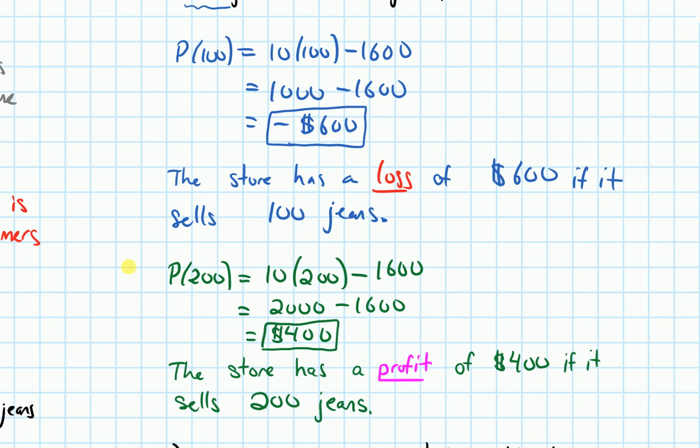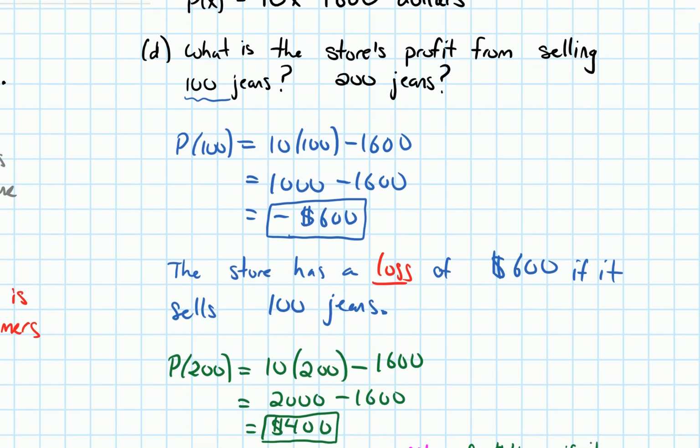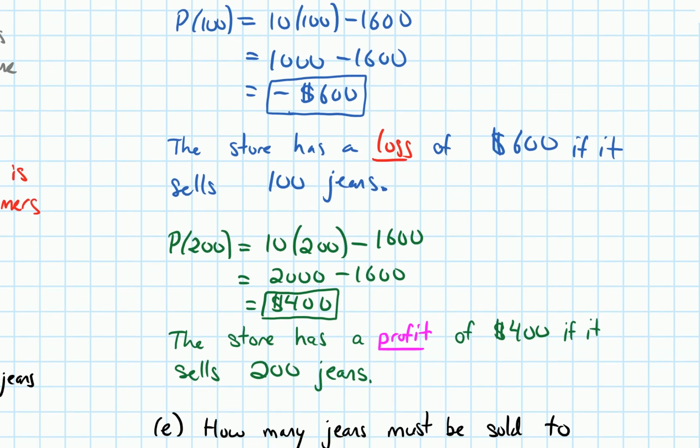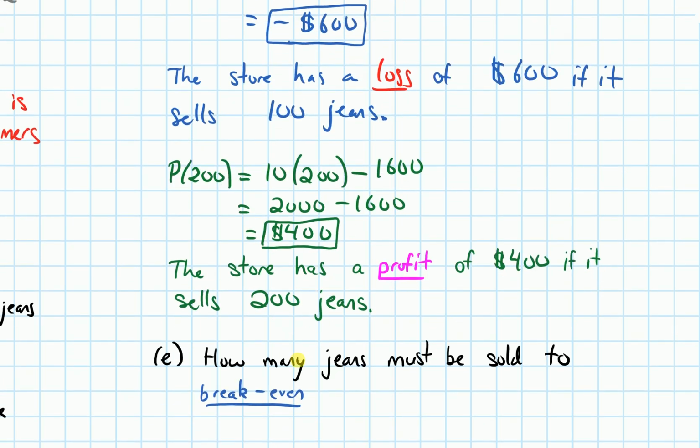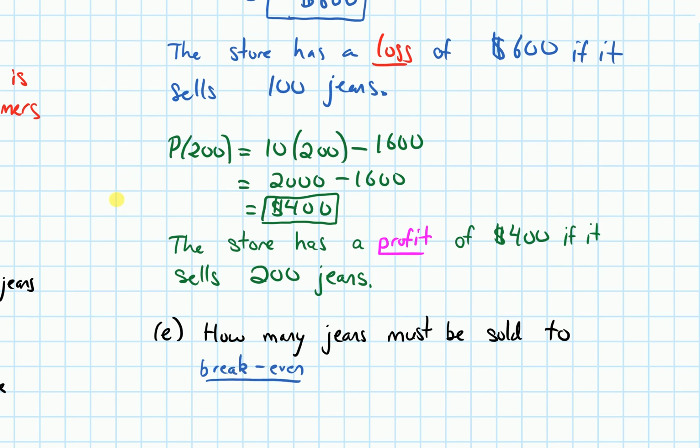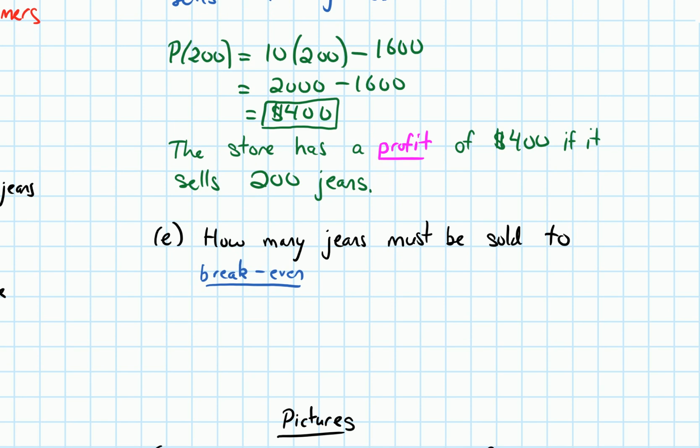Okay, so a really common business econ question when questions talk about profit is how many jeans must be sold to do what's called breaking even, to break even. Okay, so if I want to break even, what that means is I want the profit to be equal to 0.